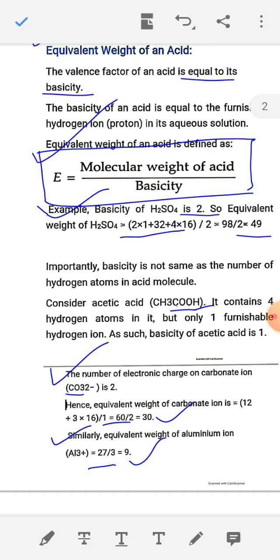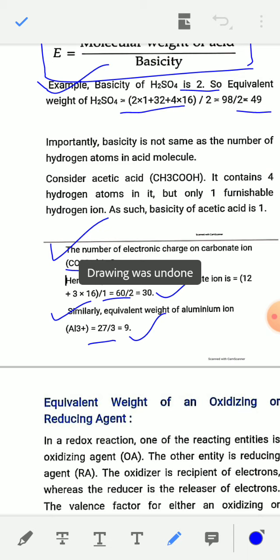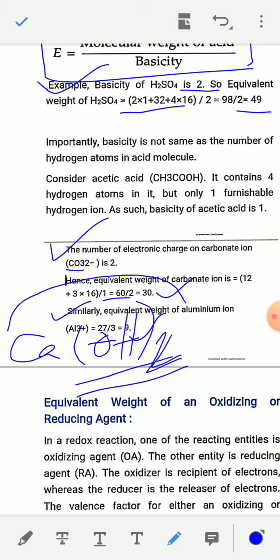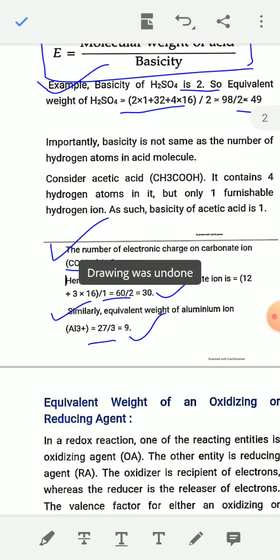For example, in calcium hydroxide, Ca(OH)2, 2 OH minus ions are present, so the acidity of calcium hydroxide is 2. So the equivalent weight of calcium hydroxide is equal to the molecular weight of calcium hydroxide divided by 2.